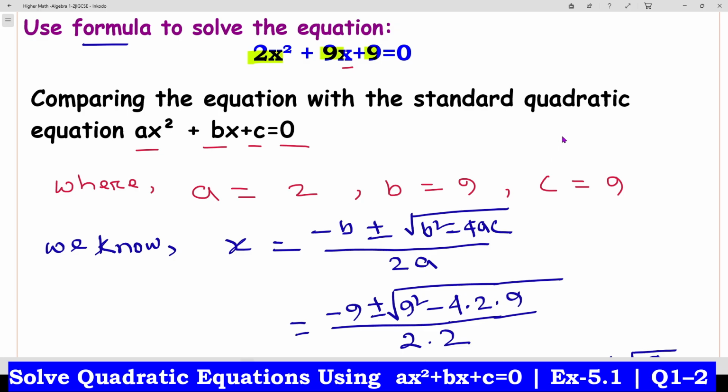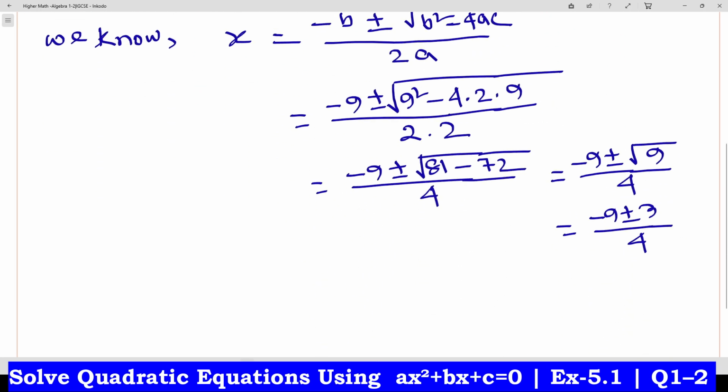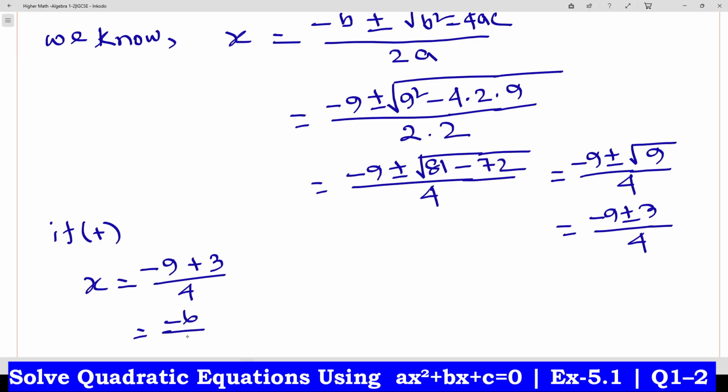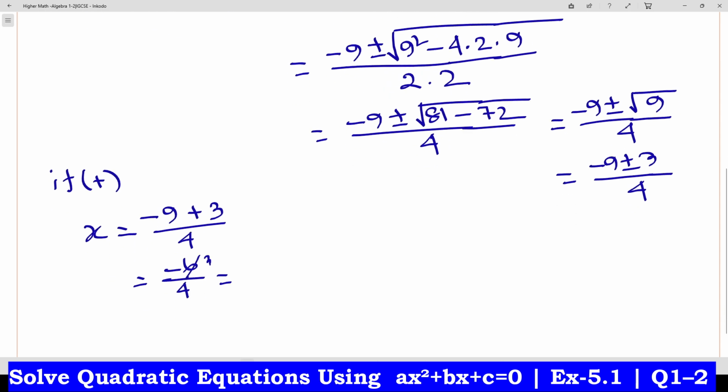So in this case, what will be the answer? If plus, then it will be x equals to minus 9, then plus 3 divide 4. Now minus 9 plus 3 is minus 6 divide 4. So our answer will be, once you divide this fraction by 2, here is 3, here is 2, so our answer will be minus 3 by 2.